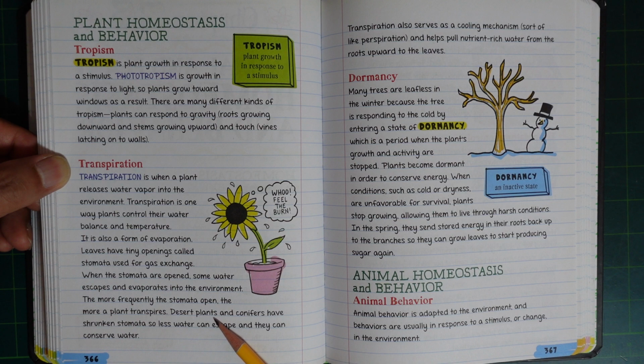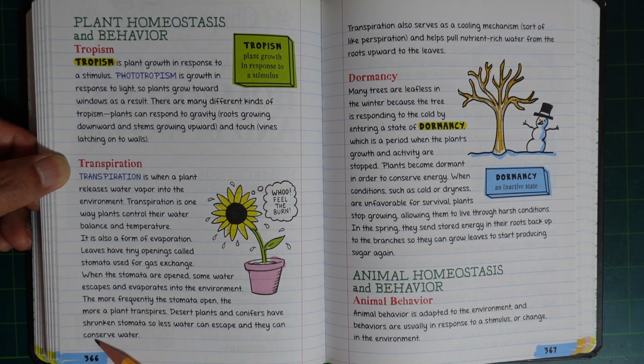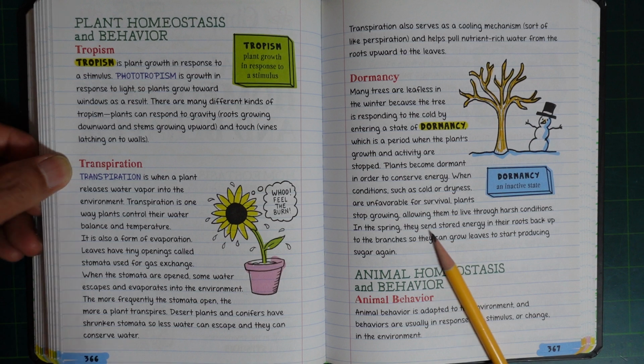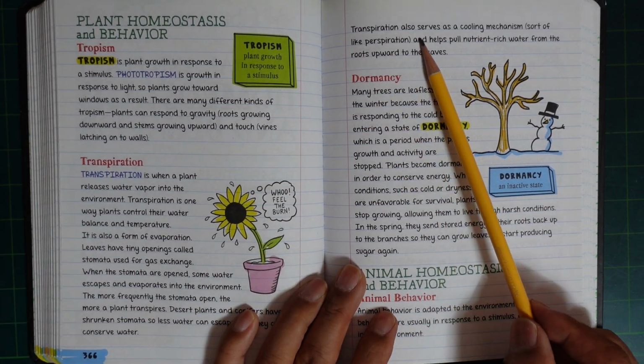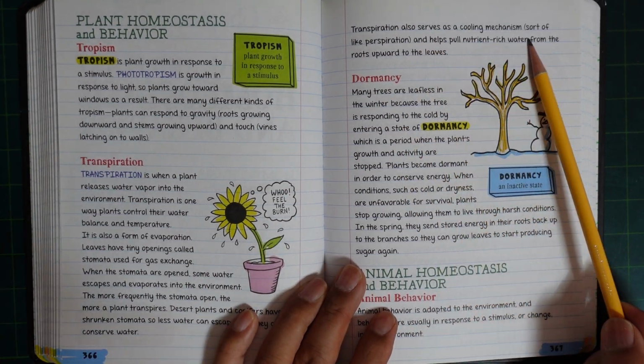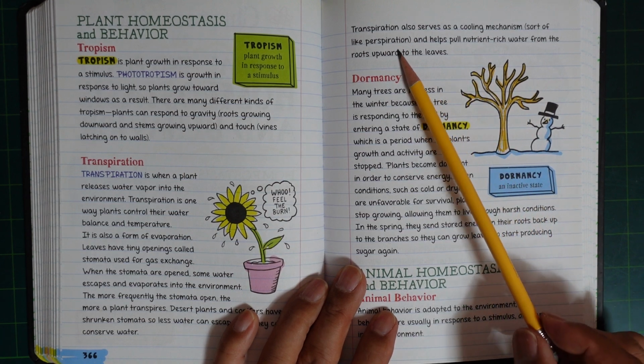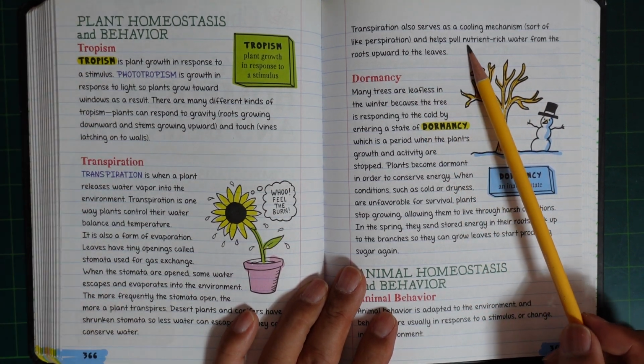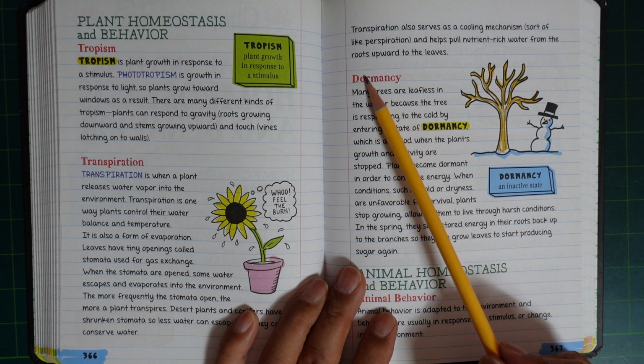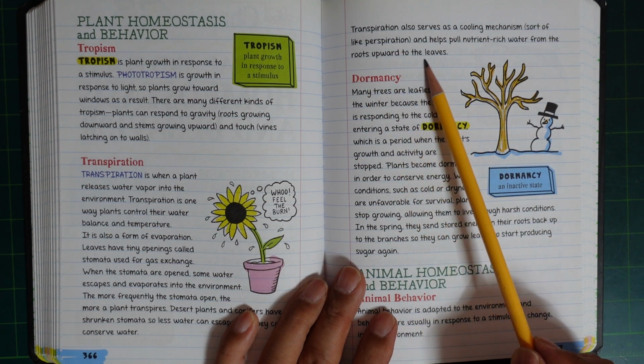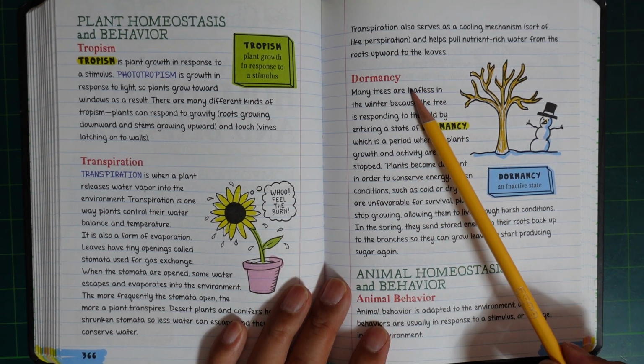Desert plants and conifers have shrunken stomata, so less water can escape and they can conserve water. Transpiration also serves as a cooling mechanism, sort of like perspiration, and helps pull nutrient-rich water from the roots of the earth to the leaves.